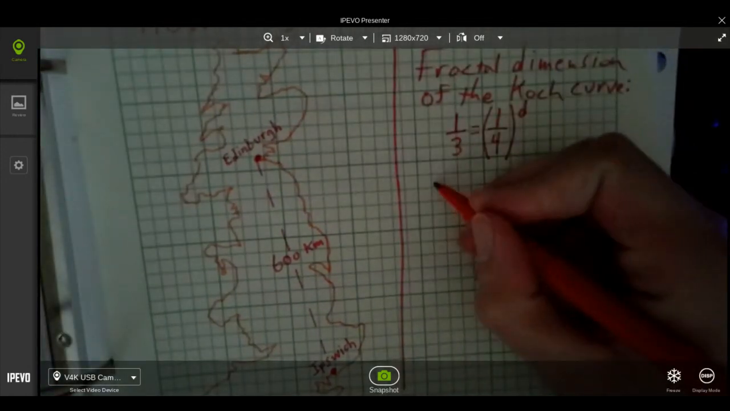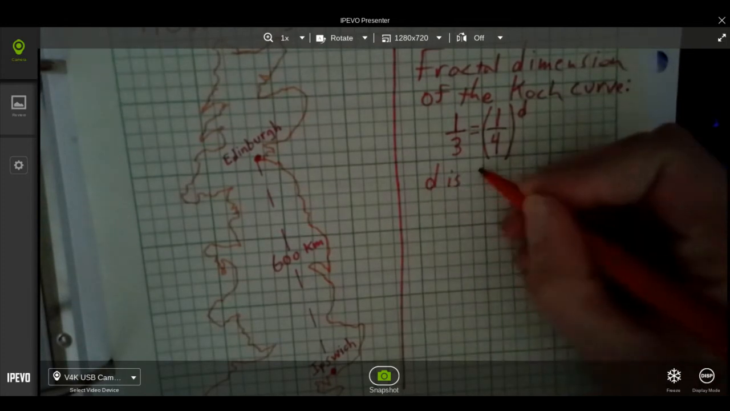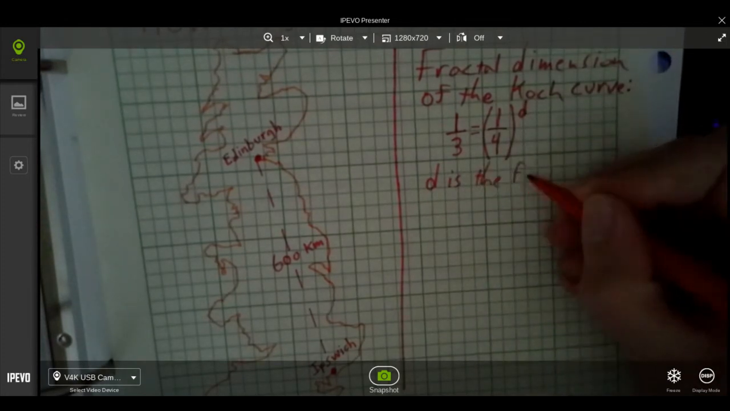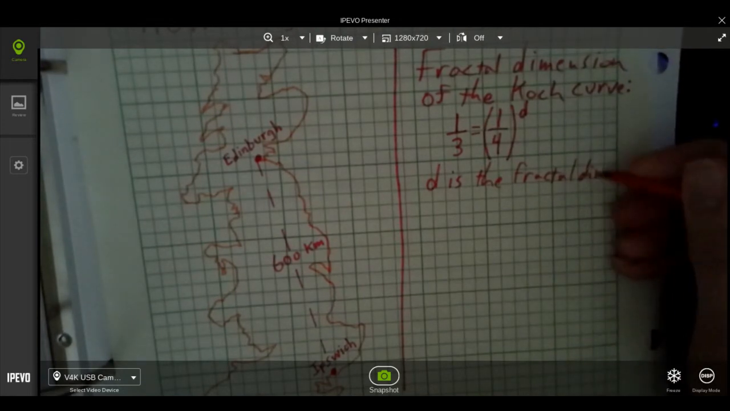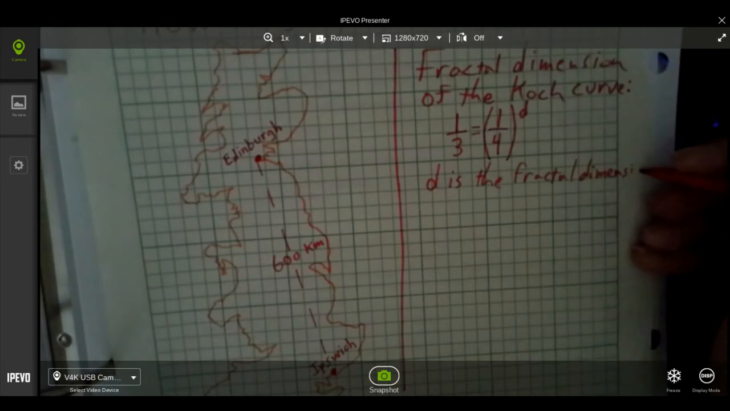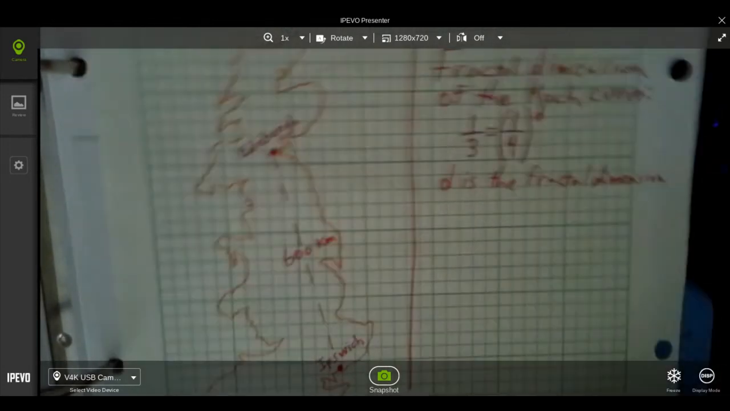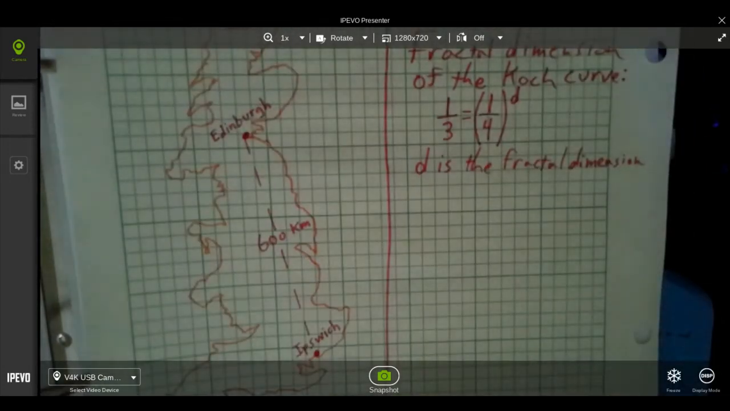So D is the fractal dimension. This is what I need to know, the fractal dimension. I need to know this to figure out how long a coastline is going to be if I change my measuring stick, if I change the scale.